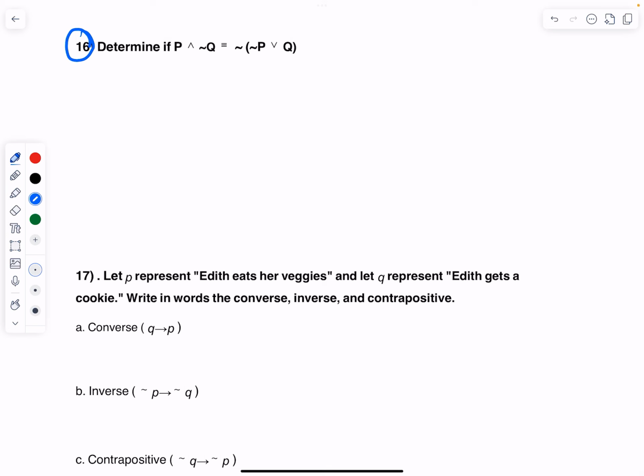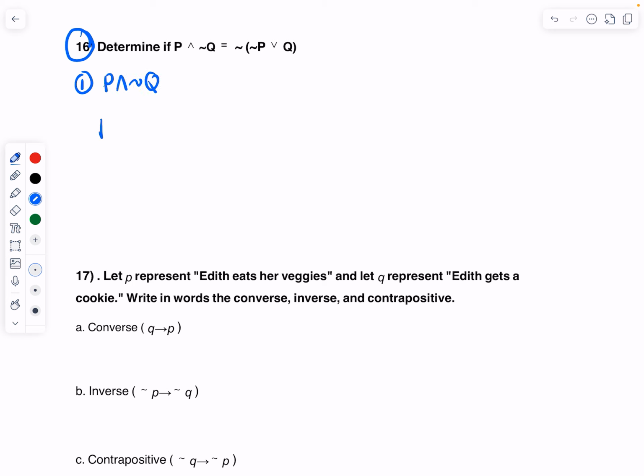This is number 16 from the Extra Practice Unit 2 review. Number 16 says, determine if P and negation Q is logically equivalent to negation, parentheses, negation P or Q. In order to do this, we need to do a truth table because I cannot use De Morgan's law on this. So we're going to do two truth tables.